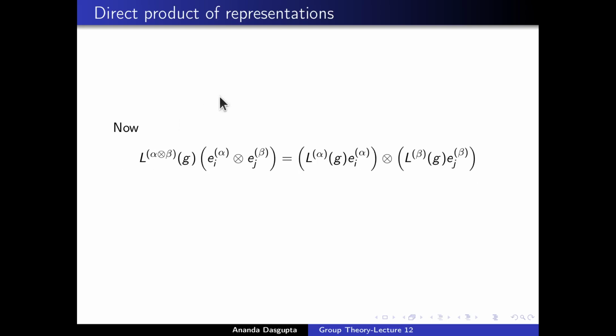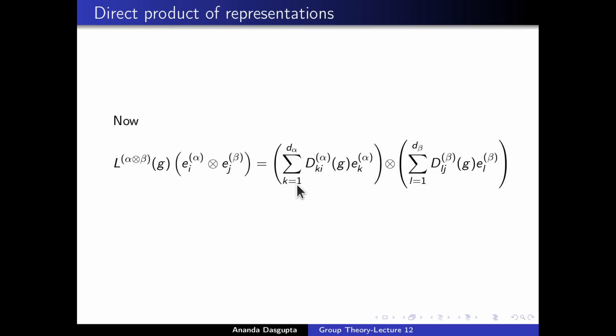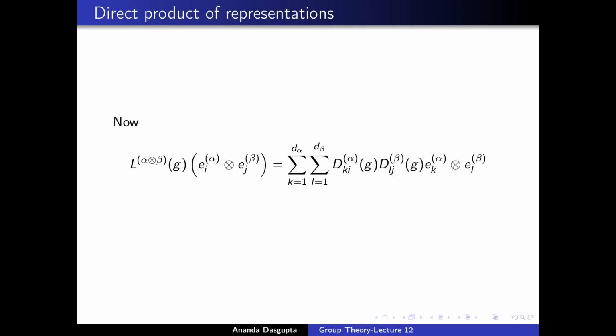Just going back a bit, note that L^α(G) e_i^α is going to be expressible as a sum from k running from 1 to d_α of D_ki^α(G) e_k^α, and L^β(G) e_j^β will be equal to the sum, l running from 1 to d_β, of D_lj^β(G) e_l^β. And since the direct product between vectors has this linearity property, this immediately can be rewritten in the form: sum over k going from 1 to d_α and l going from 1 to d_β of D_ki^α(G) D_lj^β(G) times e_k^α ⊗ e_l^β.